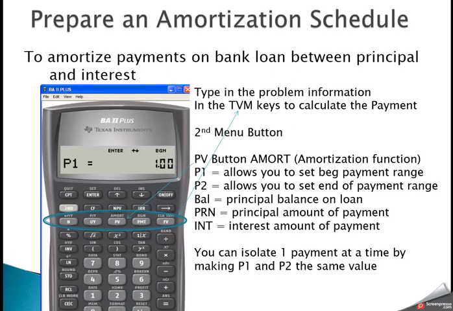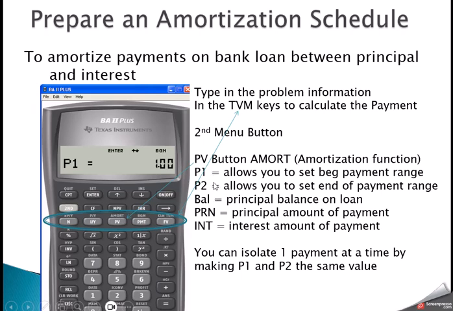Now, then they'll ask us to amortize that payment. Like I said a couple slides ago, anytime we're dealing with these loans, it's an amortized loan, which means we pay principal and interest as we go. So the calculator does that work for us and takes all of the math out. Our first step is always to compute the payment using our time value of money keys. Then we hit the second menu and the PV button, and that takes us into our amortization function.